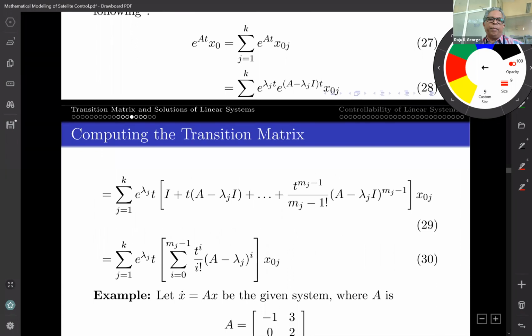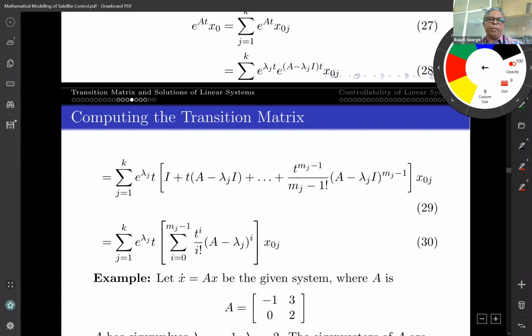It is having different eigenvalues, lambda 1, lambda 2, etc., lambda n, but some of the eigenvalues are complex, some are real, and the eigenvectors are not fully matching the dimension of your space. Then take care of the situation with the generalized eigenvectors. Still, you will be able to write the matrix exponential. One example is given here.